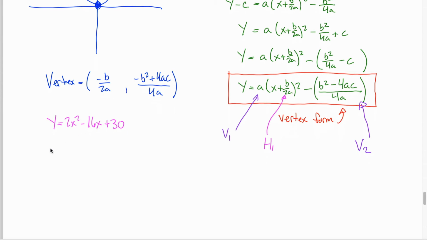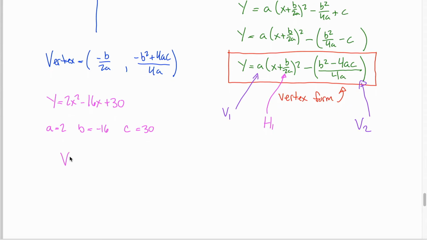So in this specific case, playing the role of the a is the 2, and playing the role of the b is a negative 16, and playing the role of the c is a 30. So if I want to know where the vertex is, all I have to do is take the negative of b, so the negative of negative 16, in other words, positive 16, and divide that by 2 times a. So 2 times 2, which is 4. 16 over 4 is just 4. The x coordinate of my vertex should end up at 4.